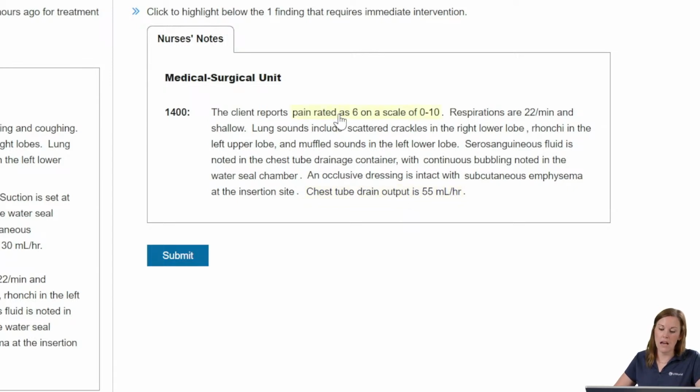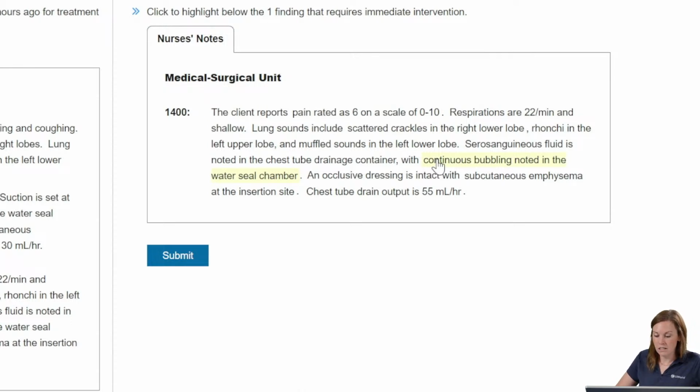So talking through these, pain is to be expected when we have a chest tube in place. This pain is a little bit worse, so it went from a 4 to a 6, and this is concerning, but it's not anything we're going to intervene on immediately. Let's see, we have lung sounds with scattered crackles in the right lower lobe. We're a little bit more worried about the chest tube, which is on the left side. So this is here just to distract us, and it doesn't really look like anything is significantly changing with these. Let's see, we have continuous bubbling noted in the water seal chamber. So this is definitely going to be our correct answer.